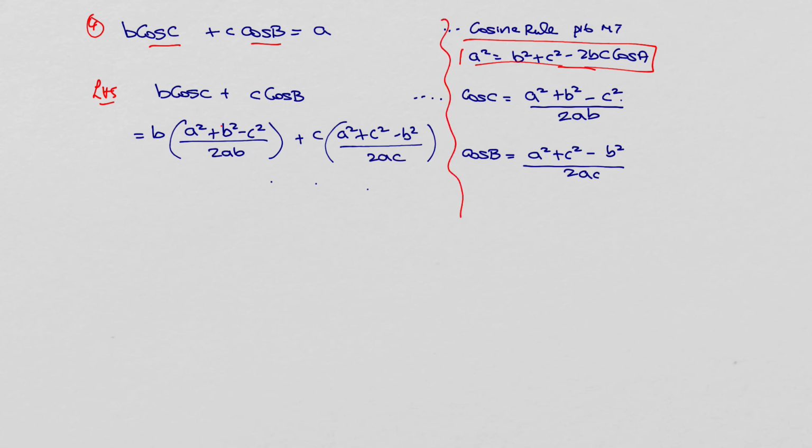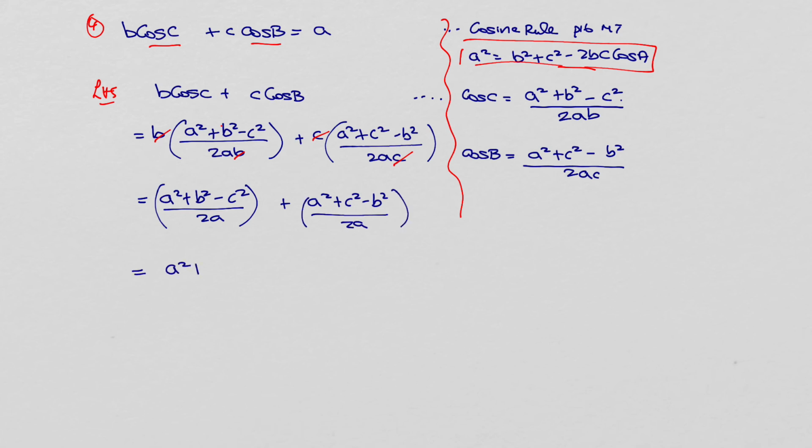Let's do a line down there. Okay, so what can I cancel with the top and the bottom here? Well, b will go into b once, c will go into c once, and that leaves me with a squared plus b squared minus c squared all over 2a, plus a squared plus c squared minus b squared over 2a. I can see my lowest common denominator there is 2a, so that means I can add these two fractions.